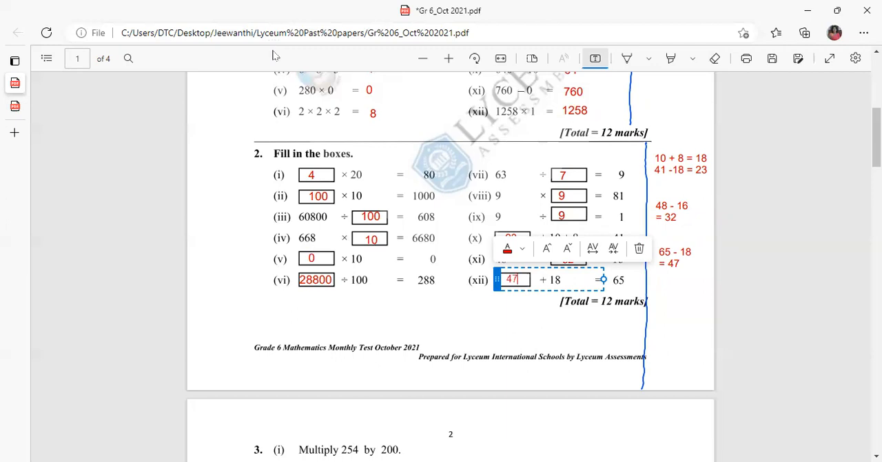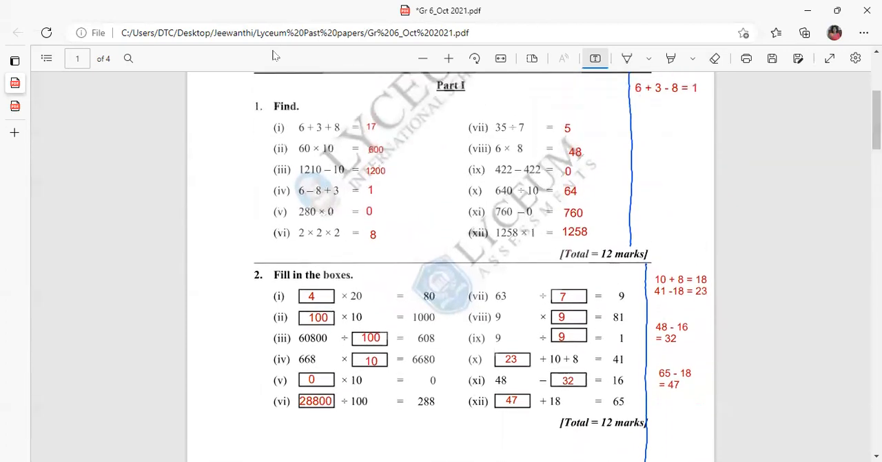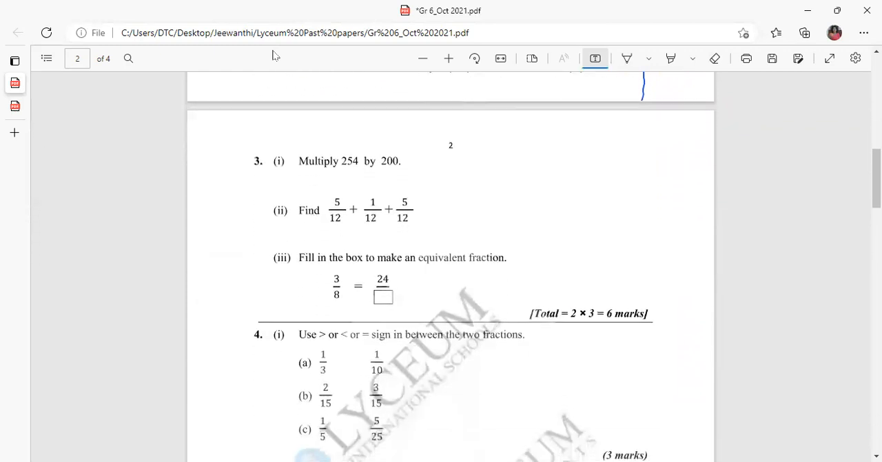So that is all about question number 2, right? So children, this is how you want to get your answers. These are very simple questions, right? We don't want to worry about that much. So these things you have done when you were in grade 4 and 5 too. Now, so then we will move to question number 3.